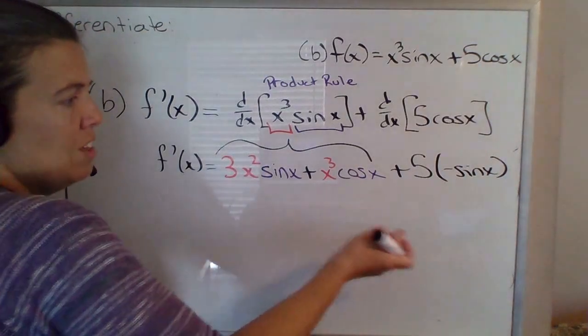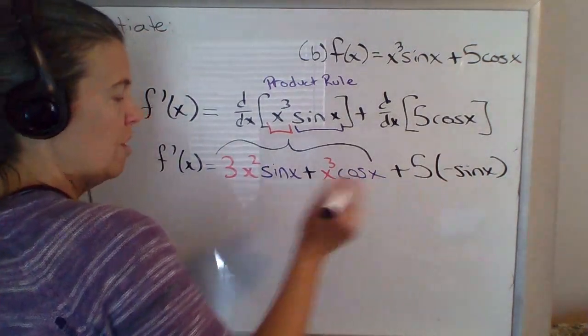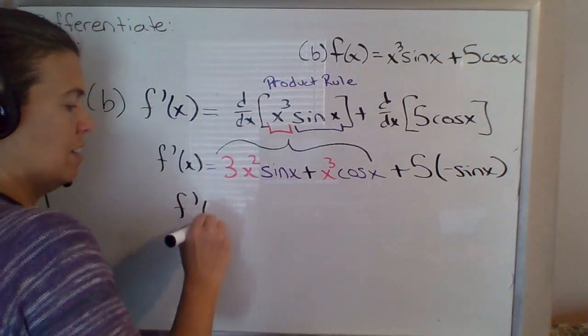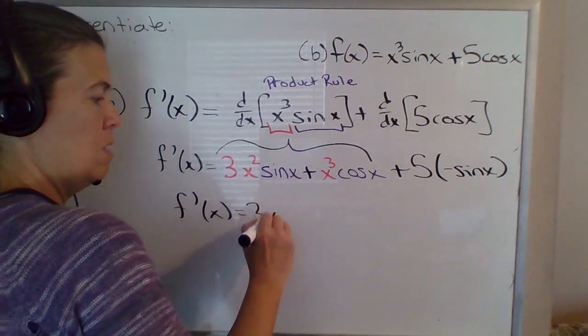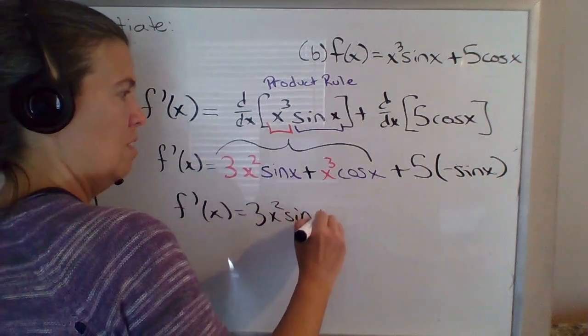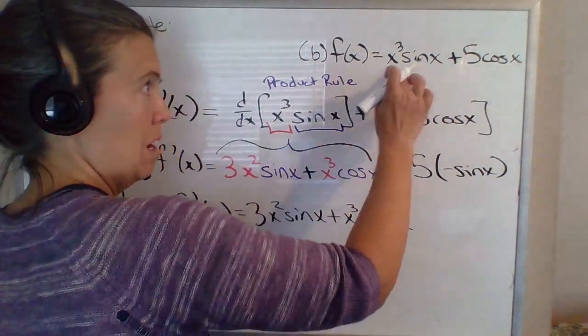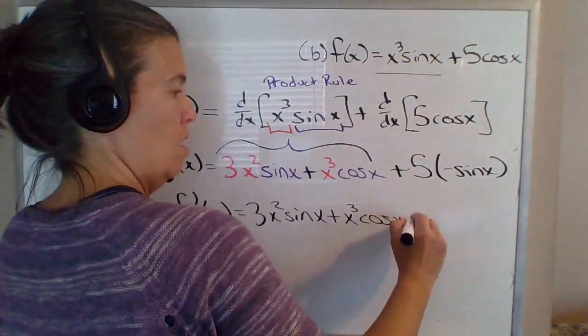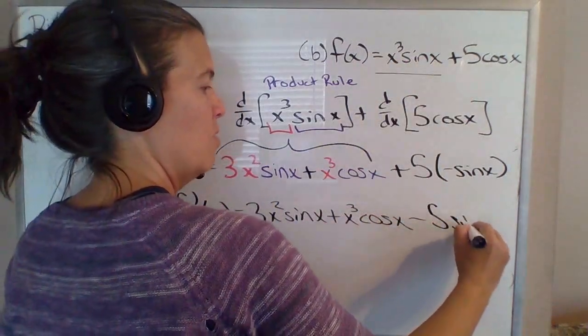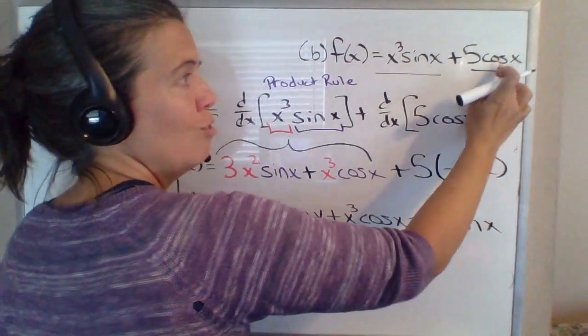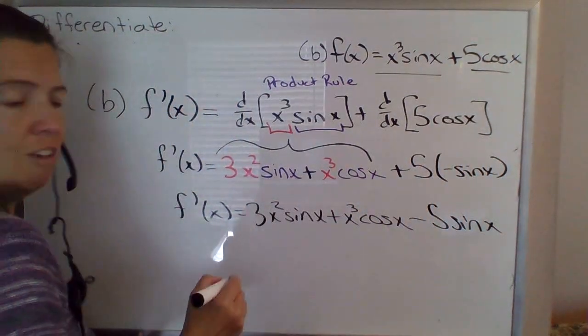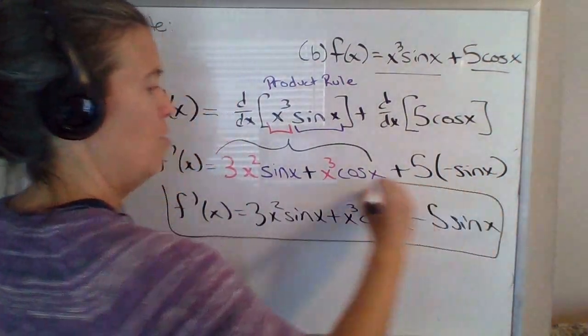All right, and then the only thing I would do to clean this up then is to move the negative in front here. So for final answer, we could write 3x squared sine x plus x cubed cosine x. All of that is applying the product rule to the first piece here. Minus 5 times sine x ends up with a negative in front because the derivative of cosine is negative. And that would be your final answer for B.